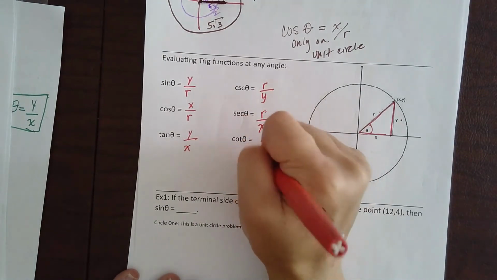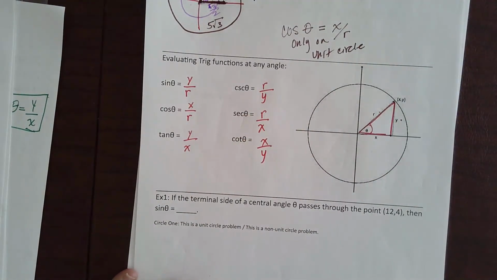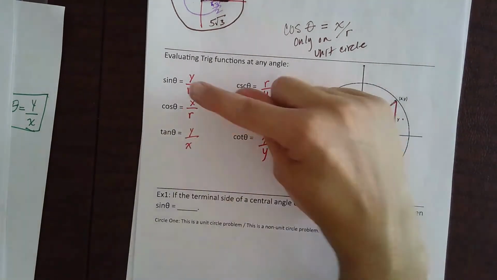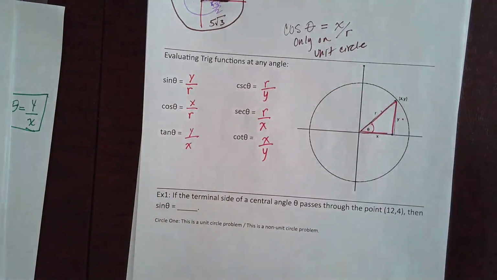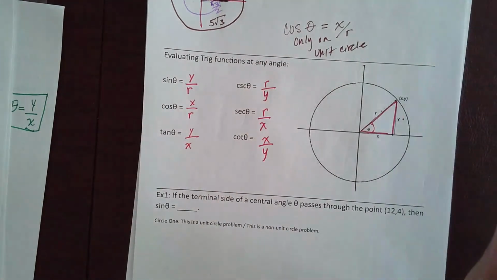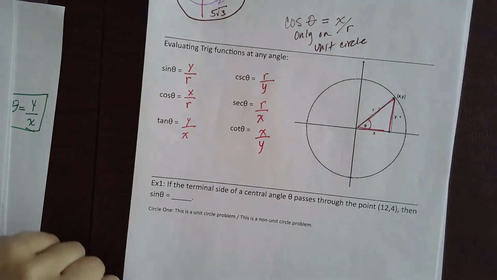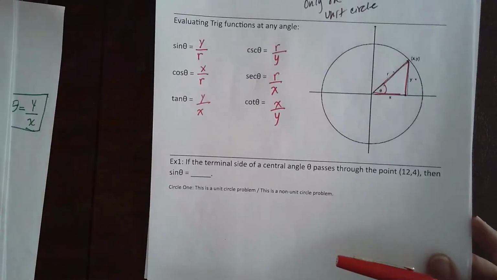Which is just taking the reciprocal of the original one. So again, what I want you to understand is that only on the unit circle is sine equal to y and cosine equal to x. And that's just because this r value is 1. If it's not on the unit circle, you would have to take that y value and divide it by whatever that radius is. So again, if it's 42, divided by 42. If it's 1, or if it's 1.5, divided by 1.5.